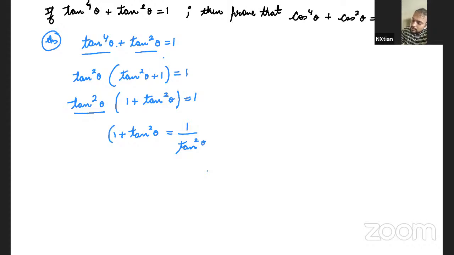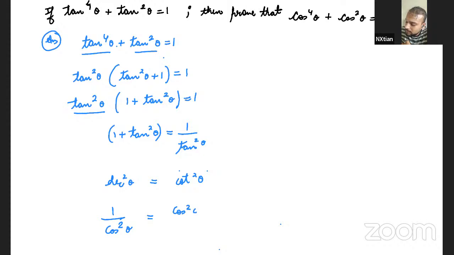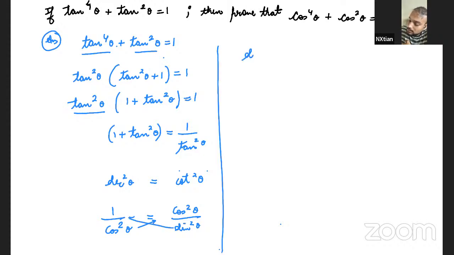Now, 1 plus tan square theta can be written as sec square theta, and this can be written as cot square theta. And now, sec square theta can be written as 1 upon cos square theta, and cot square theta can be written as cos square theta upon sin square theta. It will go and multiply. So it will become sin square theta is equal to cos 4 theta.